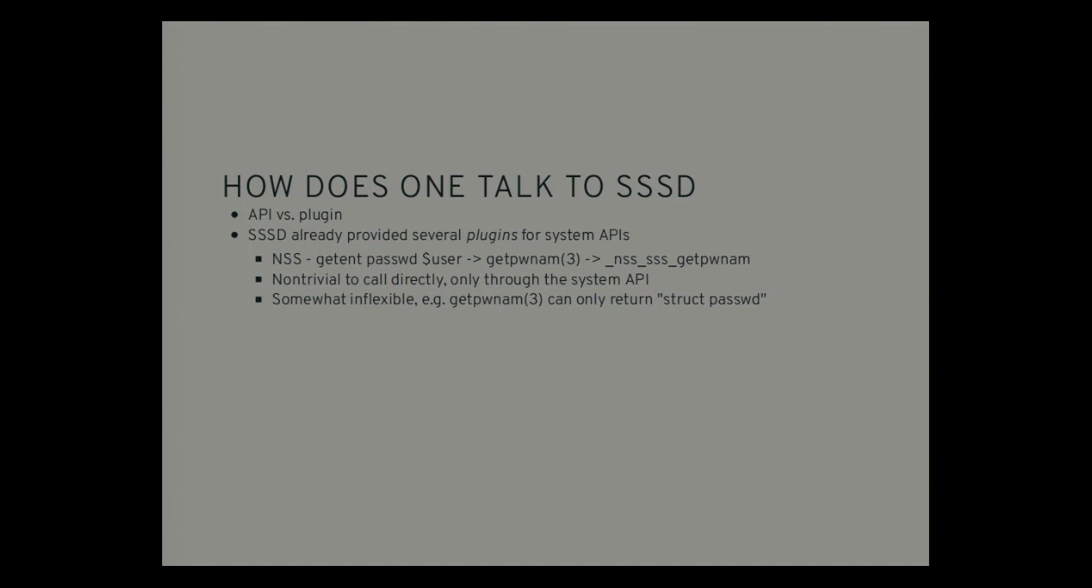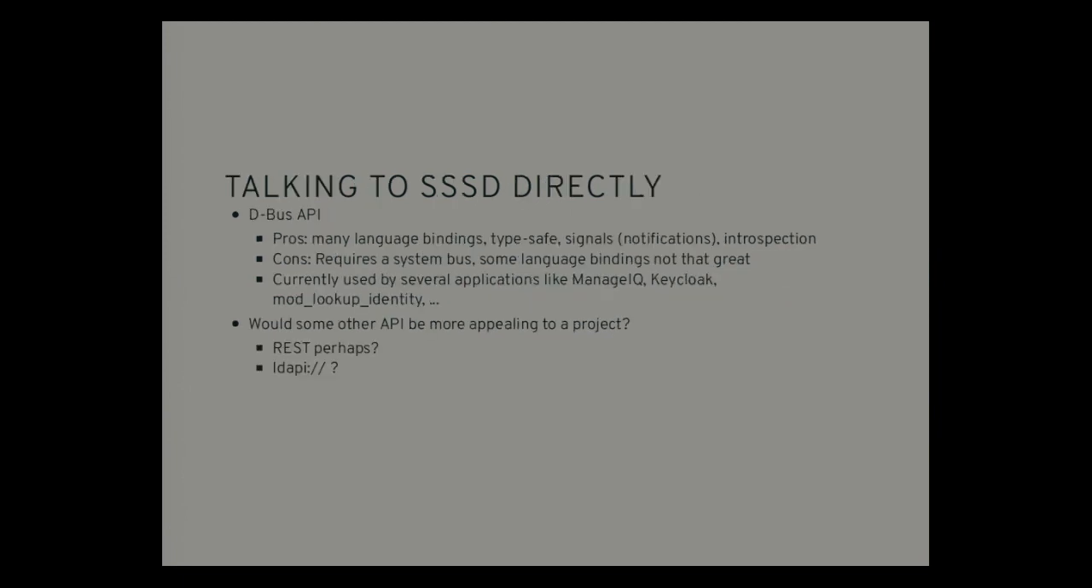So the way you can talk to SSSD directly, already in the released versions, is currently through a D-Bus based API. We chose D-Bus several years ago because of some advantages we saw: primarily, there are many language bindings for D-Bus. I'm going to show a little demo that will use Python. D-Bus is type safe. D-Bus has types. So if you request a number, for example the UID number, you get back a number. You don't get back a string that probably contains numbers, but maybe not.